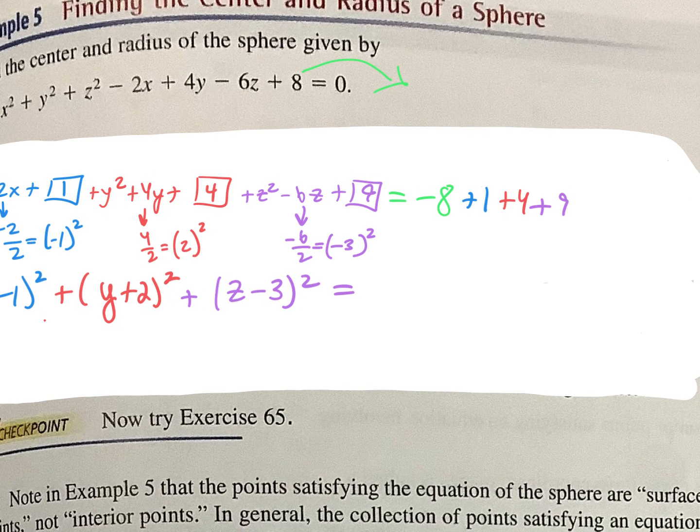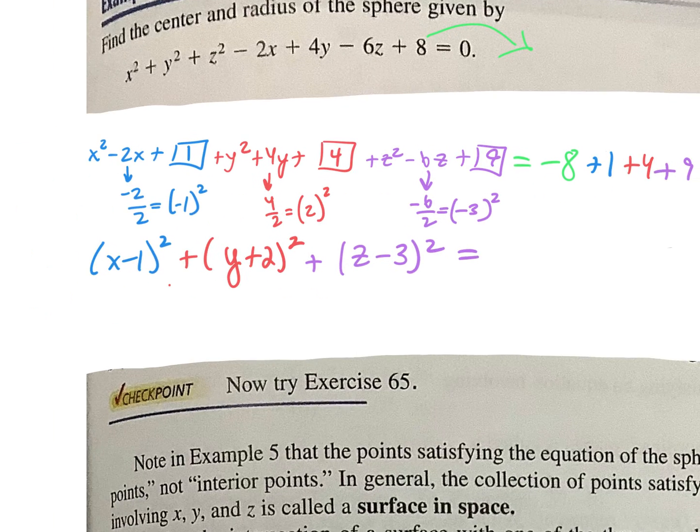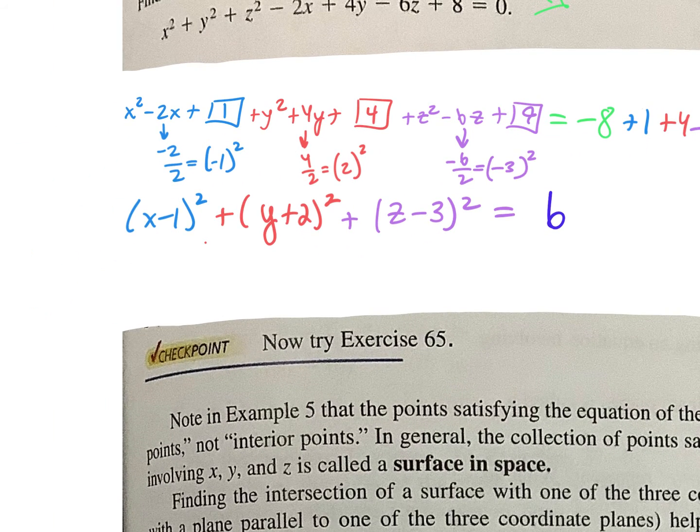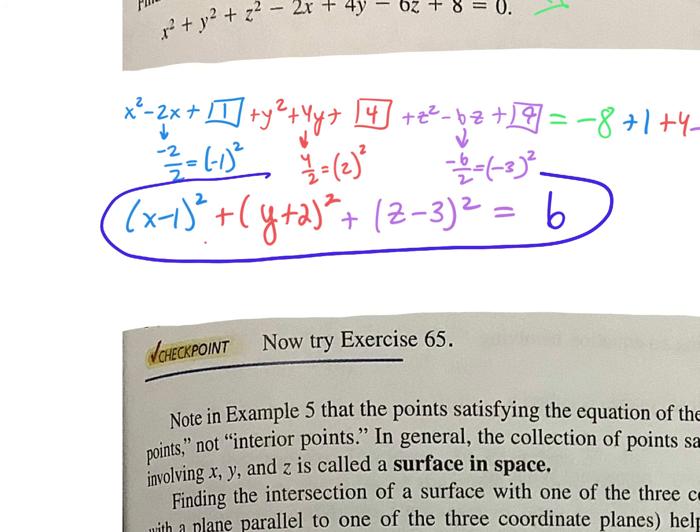So what is negative 8 plus 1? Negative 7, right? Plus 4. It's negative 7 plus 4. Negative 3, thank you. Plus 9 gives me, negative 3 plus 9 gives me 6. So we have now written our equation in standard form of our sphere. So if I said to you guys right now, well, tell me what the center is. What is the center of this sphere?